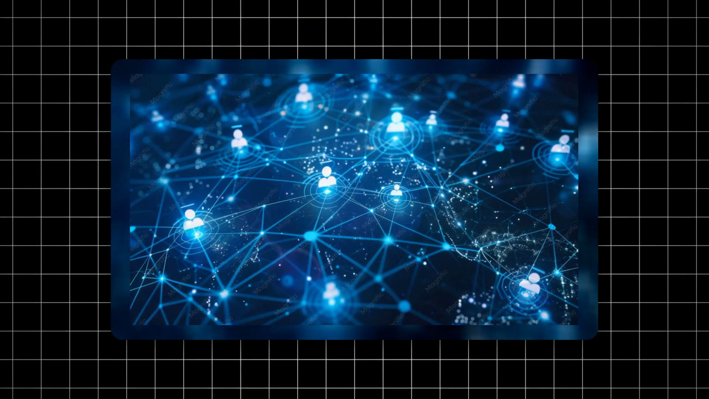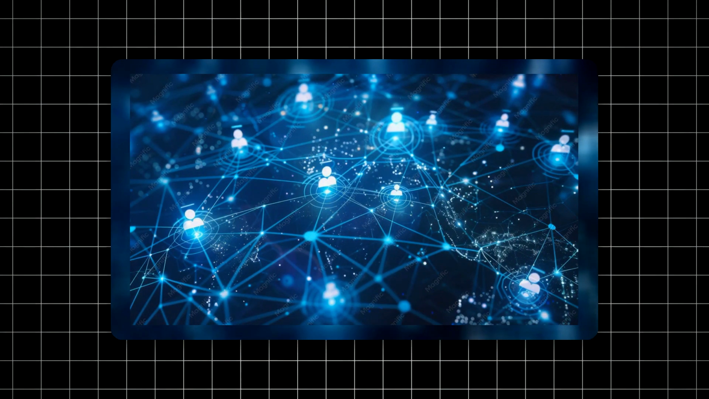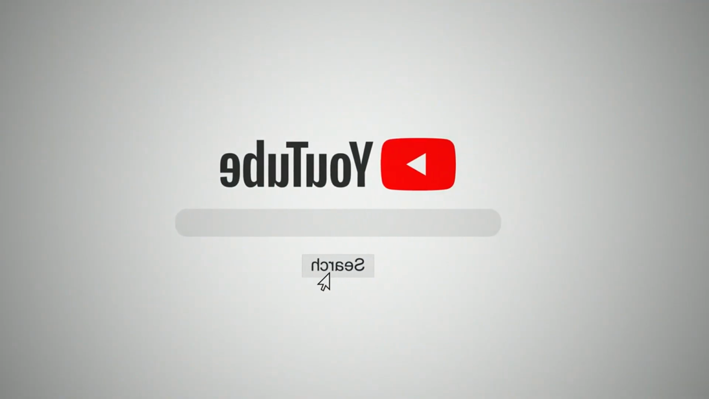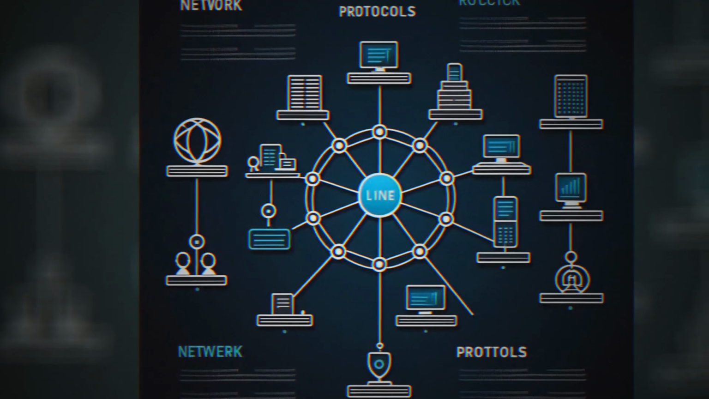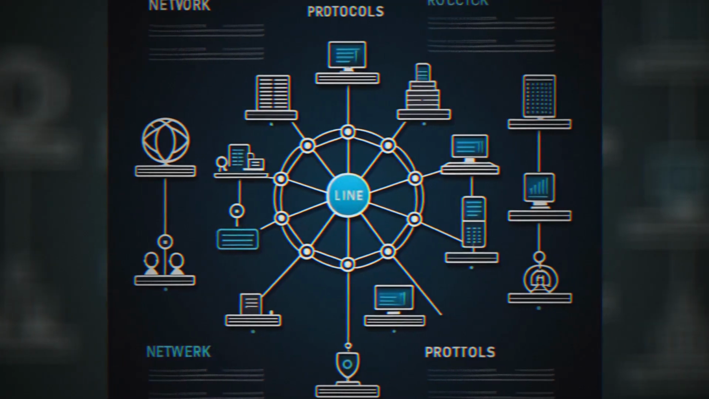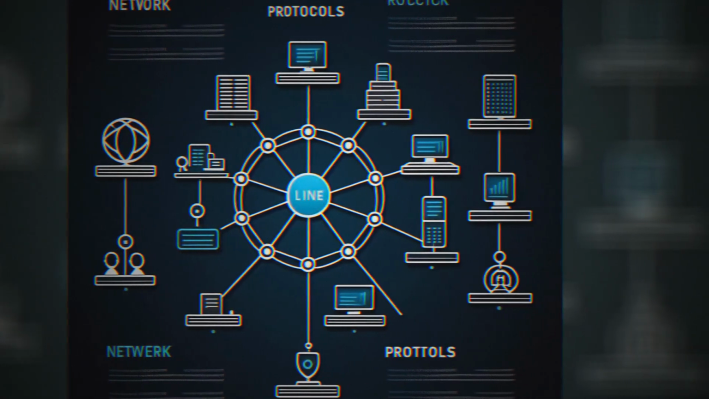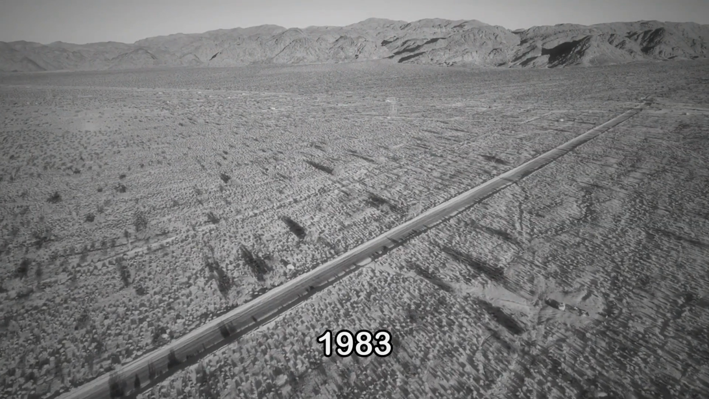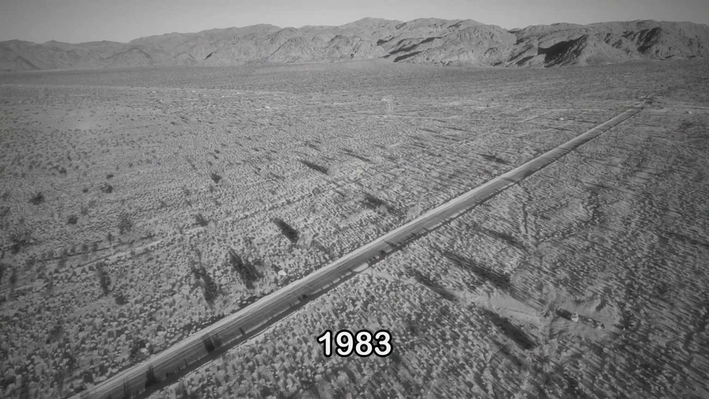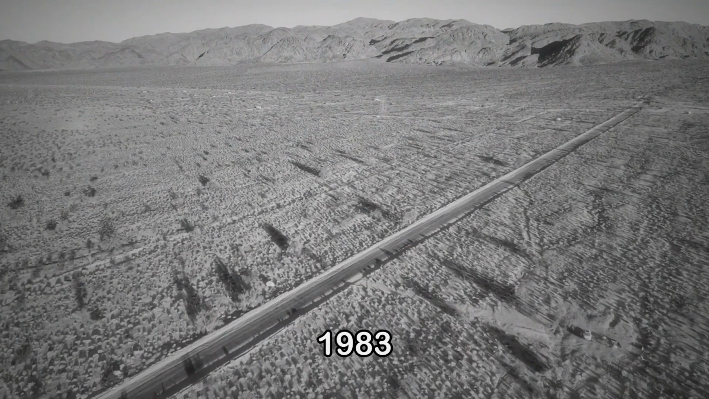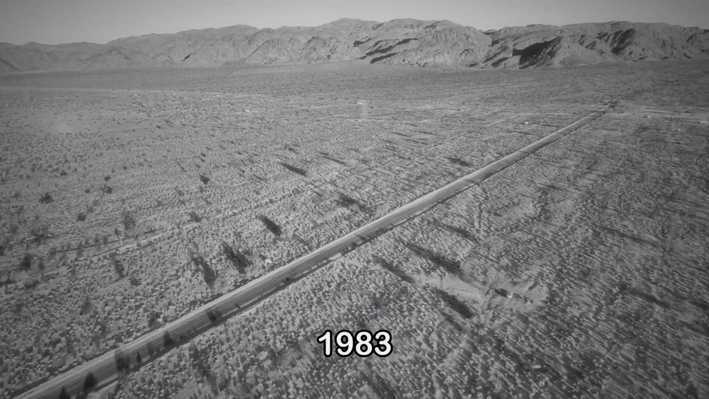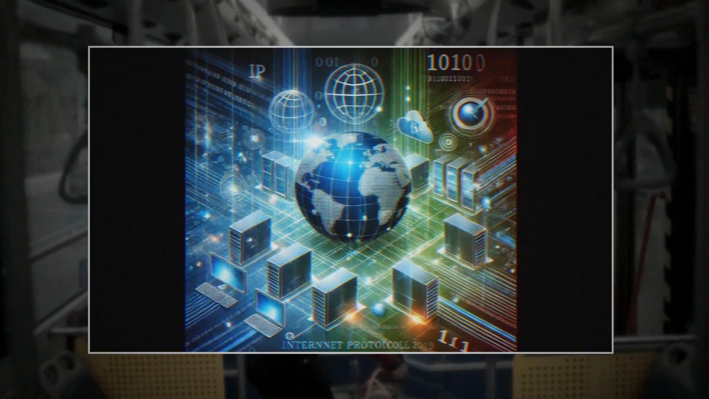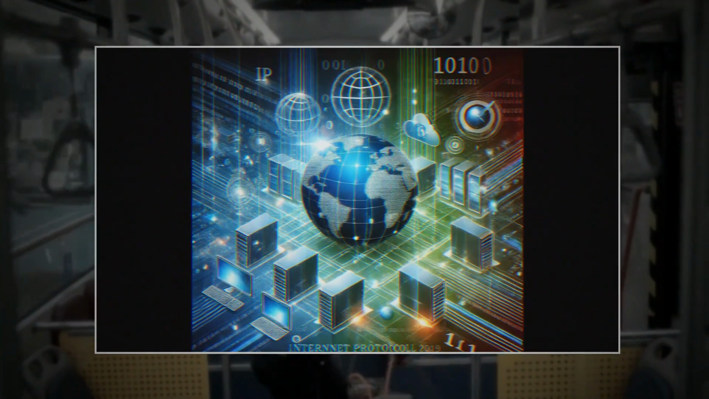Over the next decade and a half, the network grew from 4 nodes to hundreds, and the protocols that governed how data moved evolved through several generations. In 1983, ARPANET switched to a new set of protocols that would become the foundation of the modern Internet. That switch, from the older protocol to TCP and IP, is often described as the moment the Internet was born, though like most births in technology, it was less a single moment and more a gradual transition.